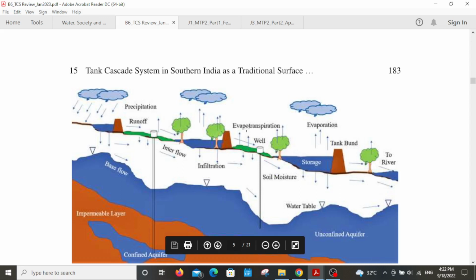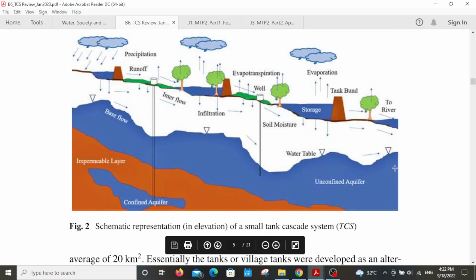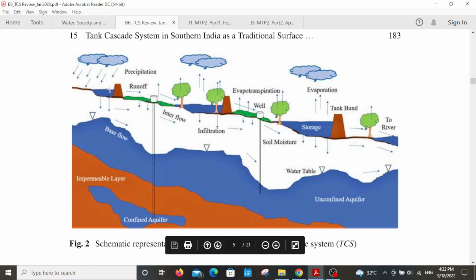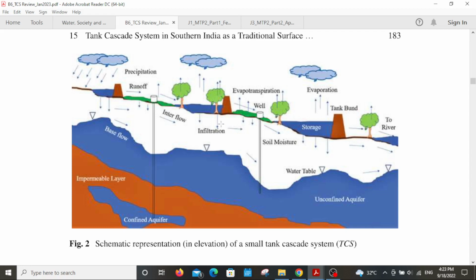But for those who are interested in further understanding how the system works, let us try to have a diagrammatic representation of this tank cascade system. You see here an elevation map of a small tank cascade system network. This is the upstream part and this is the downstream part. This is the demarcation between above the surface and below the surface, so we can see what is there above and below the surface.